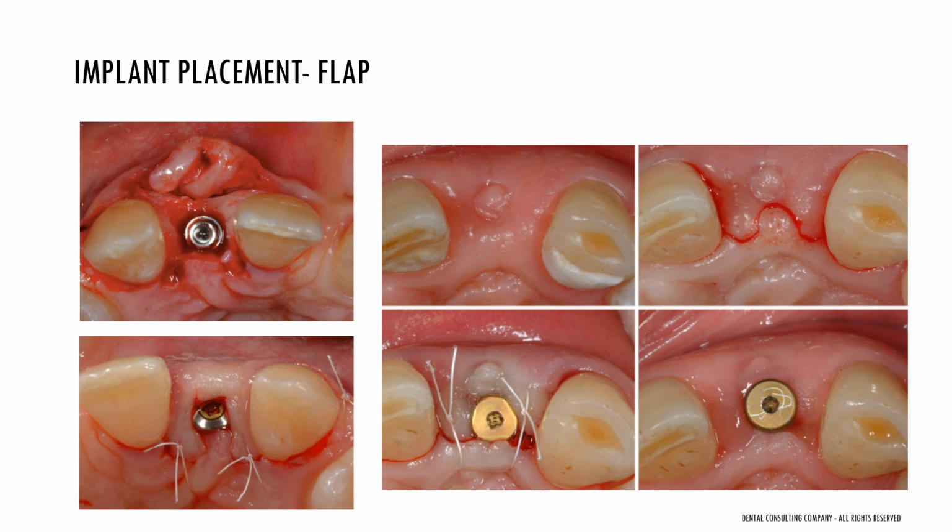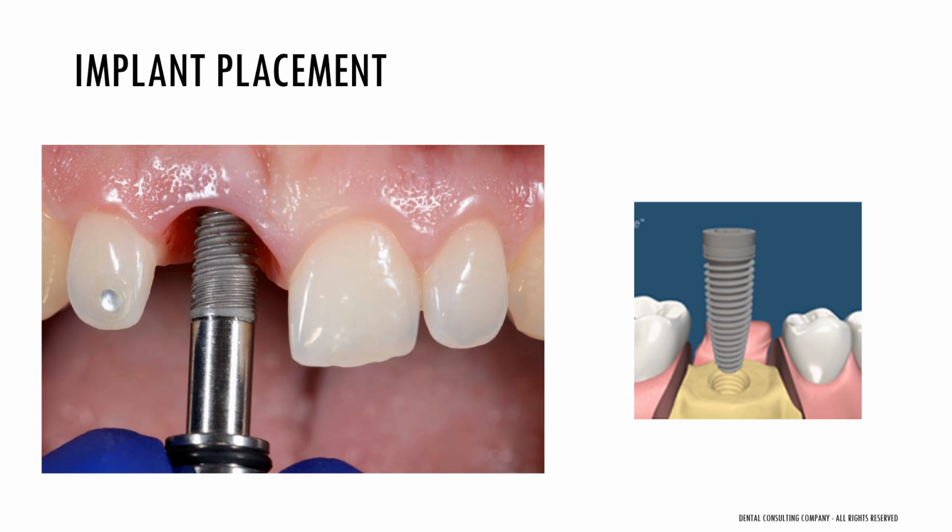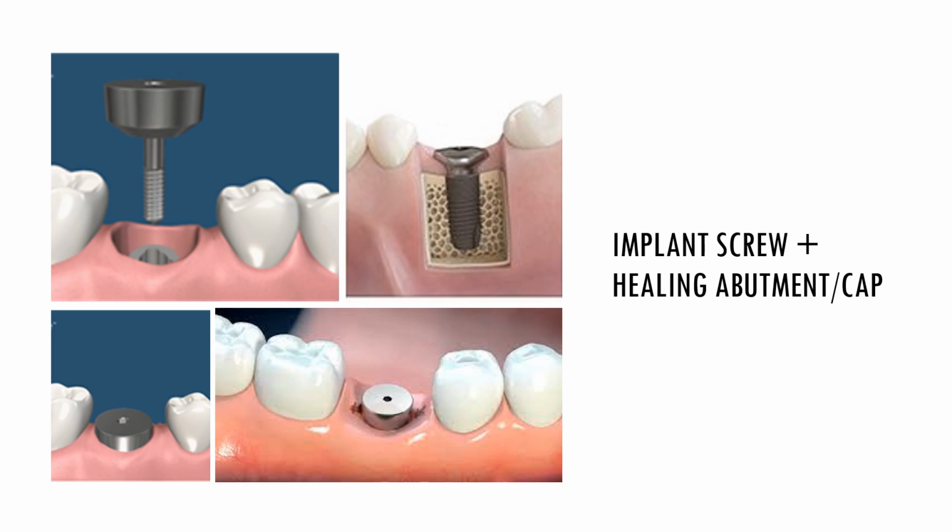Here is a flap implant placement technique called the M-flap. Either way you do it, once the area is prepped, the implant is placed. After the implant has been placed, an abutment or implant screw is placed on top. This will stay in place for 3 to 6 months depending on the healing phase.